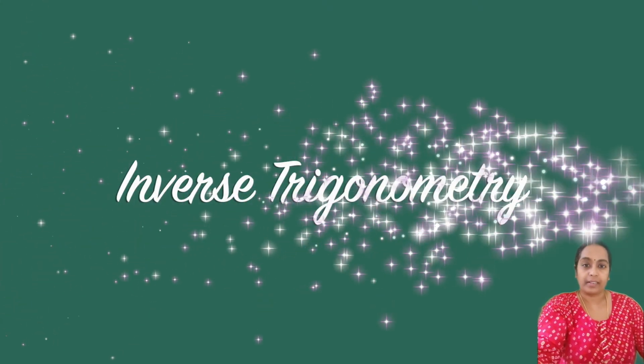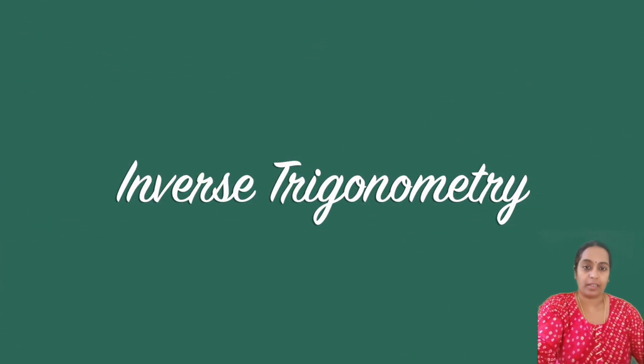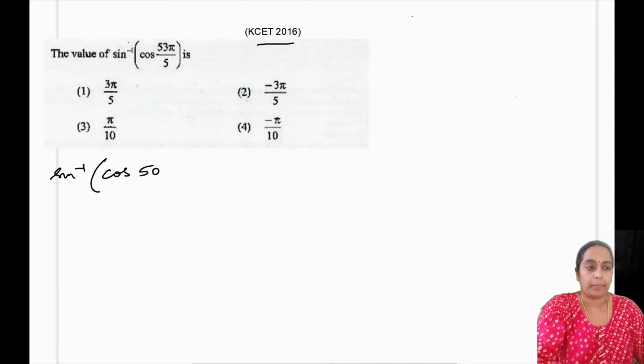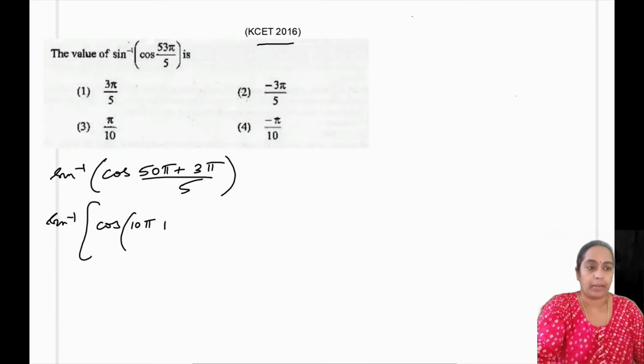Hello everyone. Let's start with inverse trigonometry questions from previous year's KCET papers. First question. The value of sine inverse cos 53 pi by 5. So this question is from the KCET 2016 question paper. So sine inverse cos 53 pi by 5 can be written as cos of 50 pi plus 3 pi divided by 5. So this is going to be equal to cos of 10 pi plus 3 pi by 5.